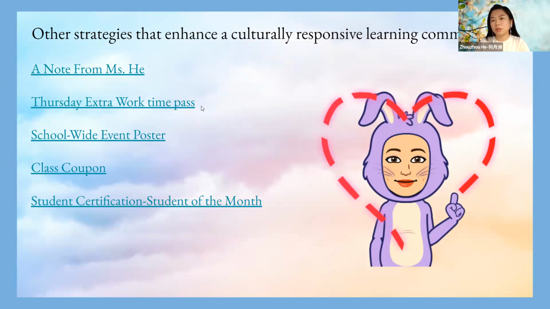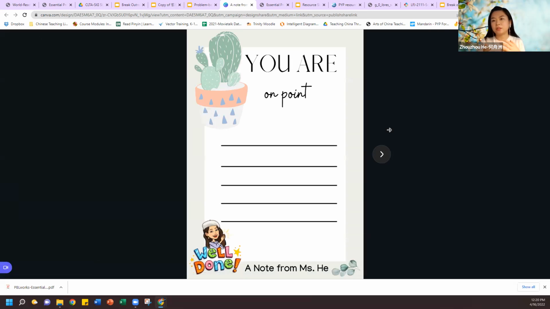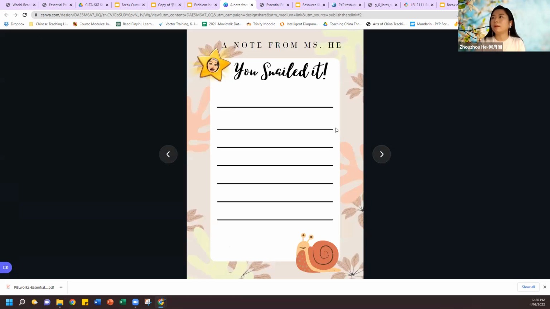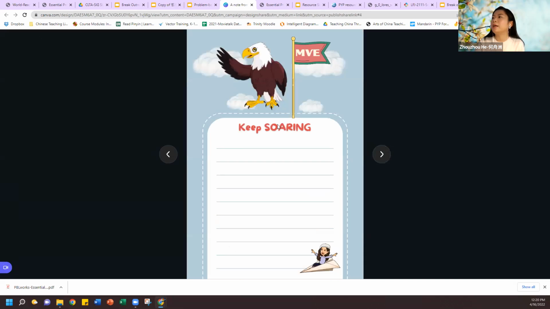Other strategies that I use in the classroom to enhance a culturally responsive learning community: one thing is that I created this template called a note from Ms. He. Let me know if you cannot see it. Besides the jobs in the classroom, I find it very important that I notice what students can do. When they are on point, I give them an on point note. When they did really well today, I write a note, you nailed it. Some of them are really awesome, they're teacher helper every single time. You're totally awesome, keep soaring.